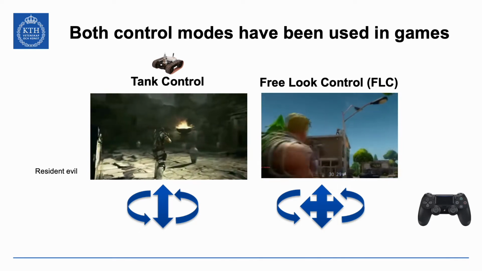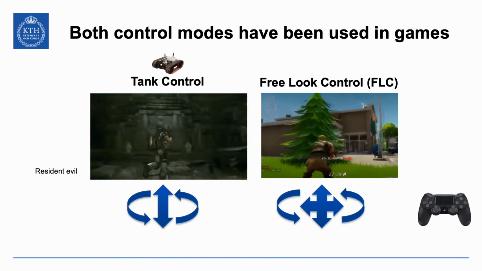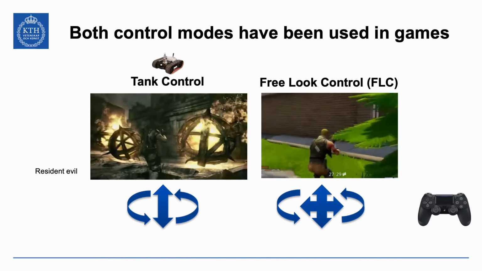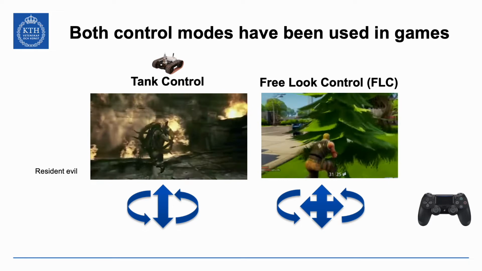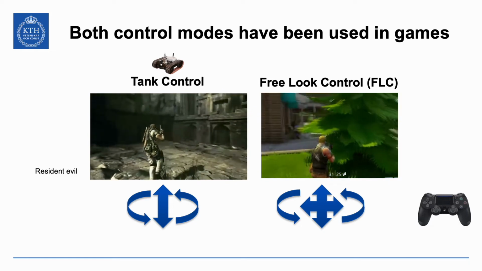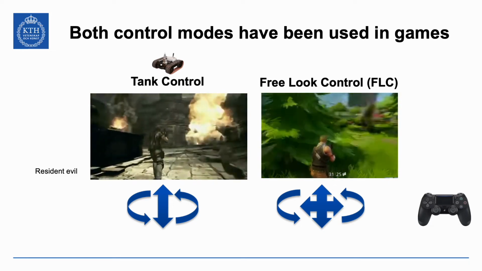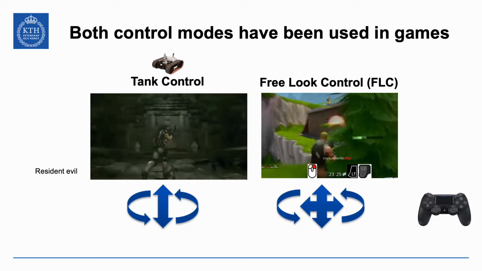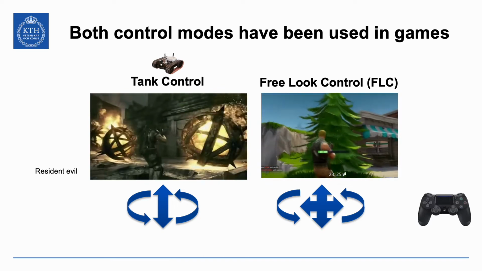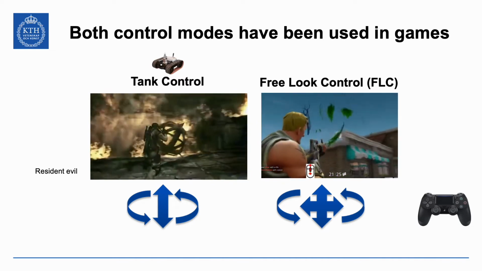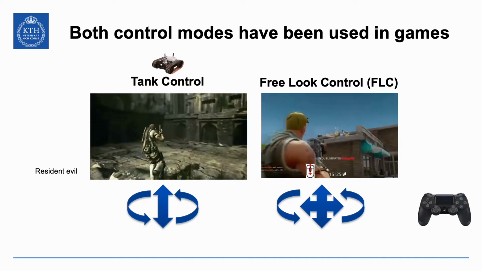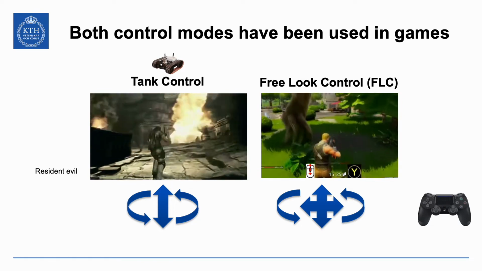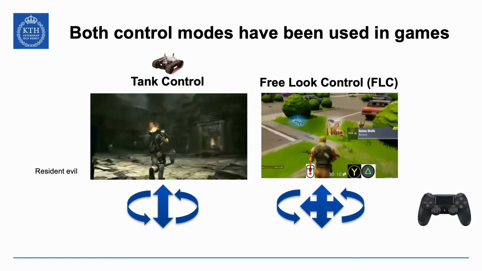So let's compare this to Fortnite here on the right, where free look control is used. There's a lot of right and left motion going on here in order to peek out from behind obstacles and also moving left and right to make it harder to be hit by your opponents. So these are two examples of tank control and free look control, both from the video game community.